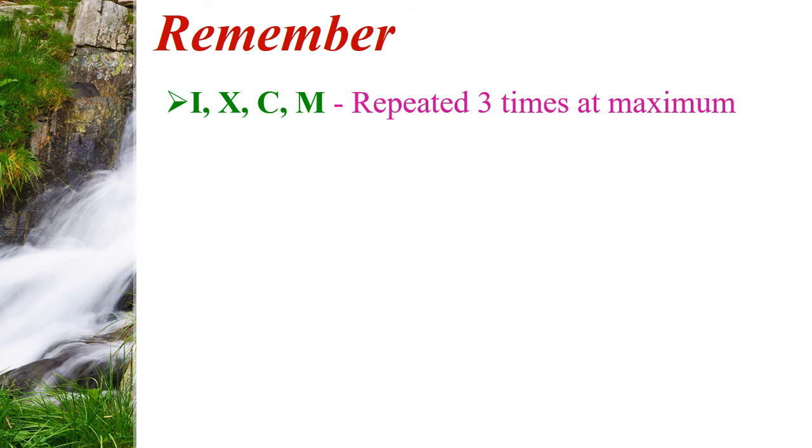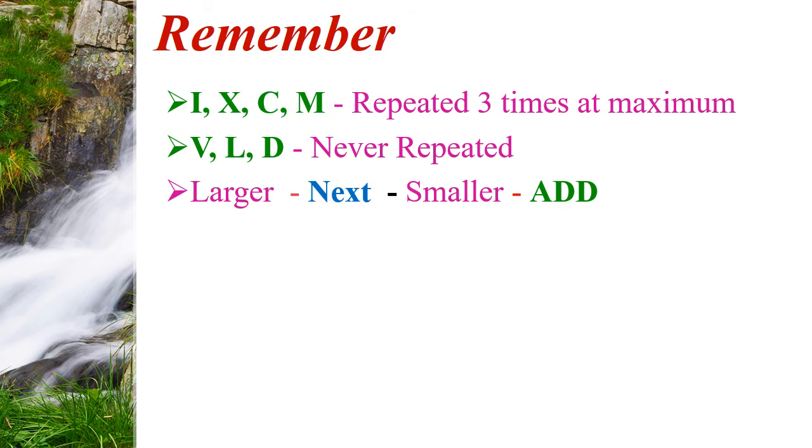Let's recall some important rules. First one, the symbols I, X, C, M are repeated 3 times at maximum. The symbols V, L, D are never repeated. Next one, the larger symbol next smaller symbol means we have to add their values.